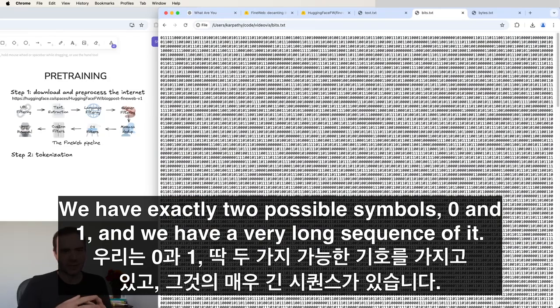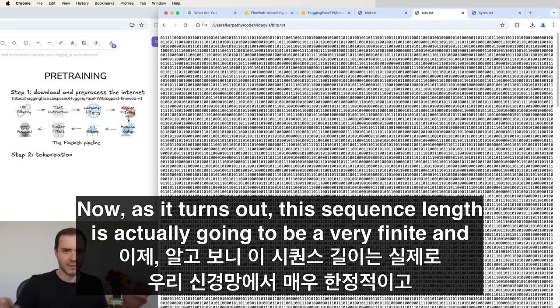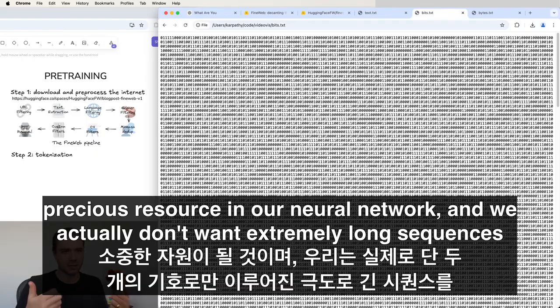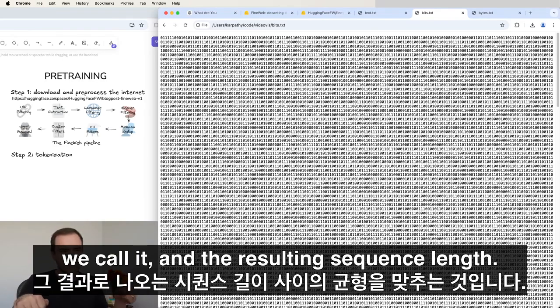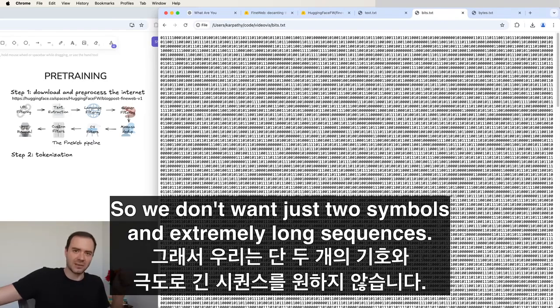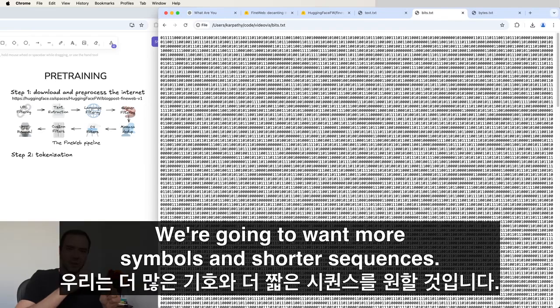Now, as it turns out, this sequence length is actually going to be a very finite and precious resource in our neural network. And we actually don't want extremely long sequences of just 2 symbols. Instead, what we want is to trade off this symbol size of this vocabulary, as we call it, and the resulting sequence length. So we don't want just 2 symbols and extremely long sequences. We're going to want more symbols and shorter sequences.